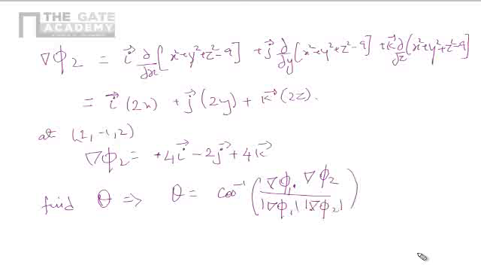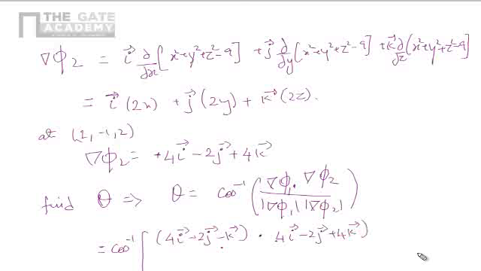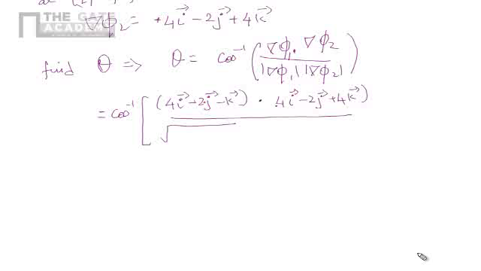So this is nothing but cos inverse of del phi 1, which we calculated, is 4i minus 2j minus k vector, dot del phi 2, which is 4i minus 2j plus 4k, divided by the modulus of this, root of 4 square plus minus 2 square plus minus 1 square, into root of 4 square plus minus 2 square plus 4 square.